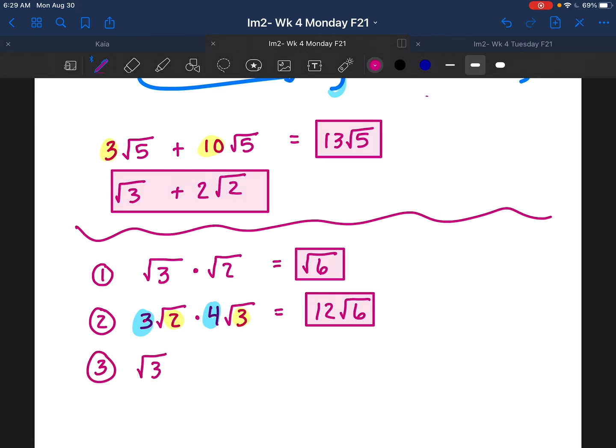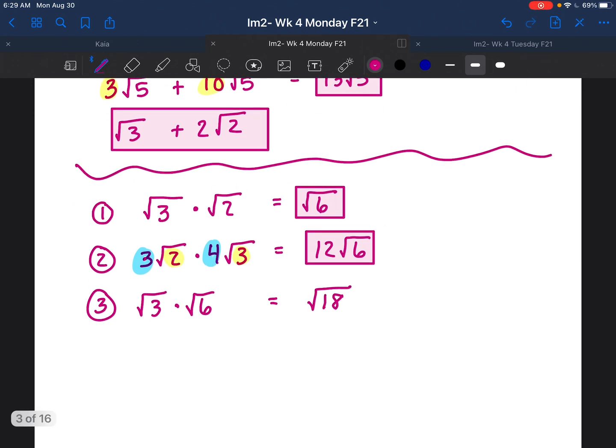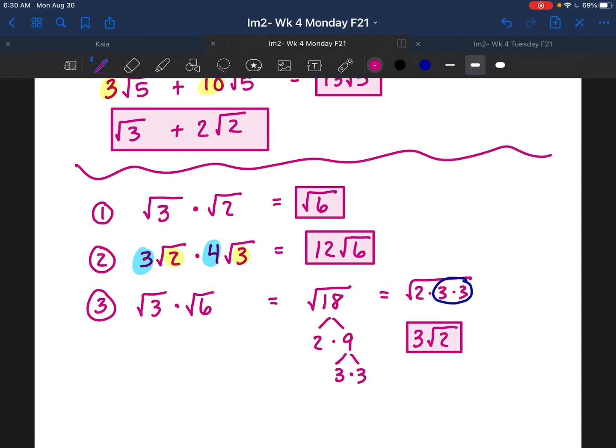If I have root 3 times root 6, okay, you can see that's going to be root 18, which we learned last week needs to be simplified. So you would choose your method, either the long factor tree or the faster way. So we get 2 times 3 times 3. Remember to take those pairs out. So your final answer would be 3 radical 2. Okay, so always remember to simplify fully.